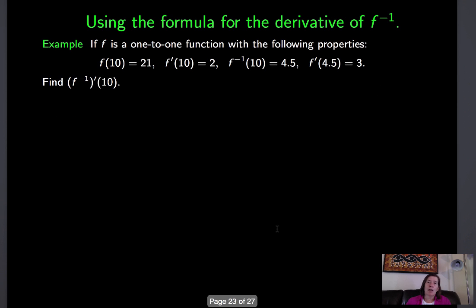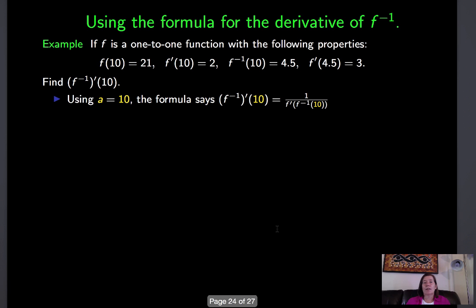Here's another variation of these types of problems where you're just given values of f inverse and f prime and f at particular numbers. So suppose this is all the information you're given. You have f of 10 is 21, f prime of 10 is 2, f inverse of 10 is 4.5, and f prime of 4.5 is 3, and you're asked to find f inverse prime of 10. Do you have enough information there to find the value of the derivative of f inverse at 10?